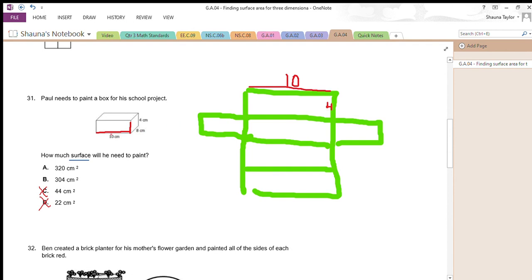Okay, so that's the front and the back. And then from here, this will be 10, but this will be 8. Oh, so they have different numbers. Okay, so that tells me this box and this box are twins. So this will be a 10 times 4, which would give you 40.